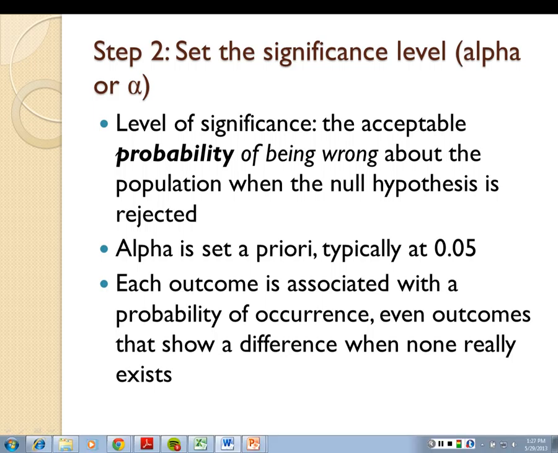Next, we set our significance level. Now, the significance level is the acceptable probability of being wrong about the population when the null hypothesis is rejected. We have to set this before we conduct our statistical test. So we want to determine ahead of time what we are comfortable with as far as the probability that we are wrong when we reject the null hypothesis, because the difference we found was simply due to sampling and not a characteristic of the population. Alpha is typically set at 0.05 because we are typically willing to take a 5% chance that we are wrong in our rejection of the null hypothesis.